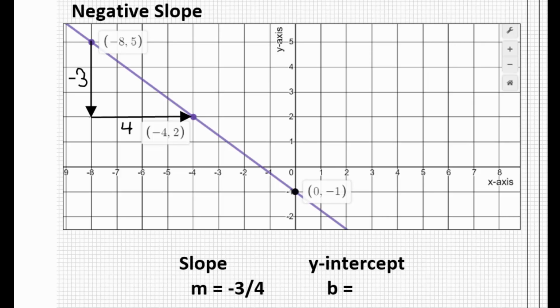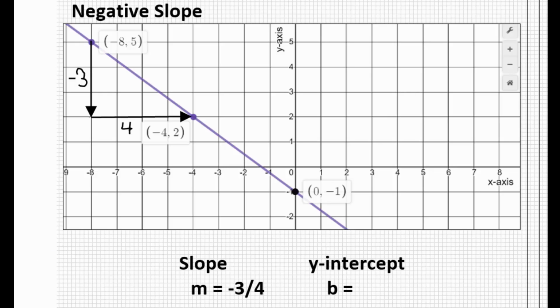All right, let's check in. How'd you do? Well, if we look, I used these 2 points here, -8, 5, and -4, 2. I noticed it dropped 3, so it has a change in y of -3. It ran 4, had a horizontal x change of 4, so my slope is -3/4. And now I just need to find my y-intercept.